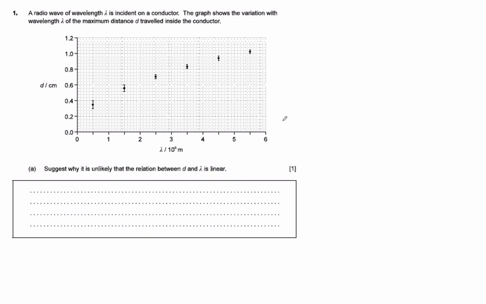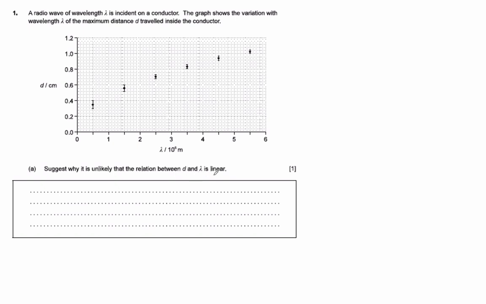All right, another scary graph reading problem, right? A radio wave with a wavelength of lambda is incident on a conductor. The graph shows the variation of the wavelength with the maximum distance d traveled inside the conductor. So this is how far into the conductor it goes. This is the wavelength. And I guess the bigger the wavelength, the farther it goes in. So suggest why it is unlikely that the relationship between d and lambda is linear.